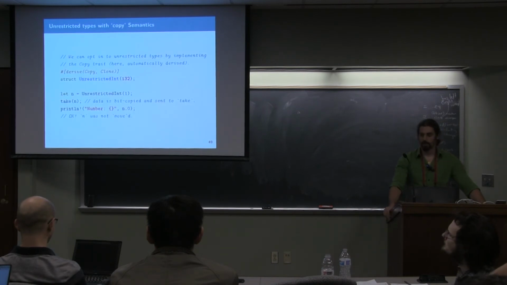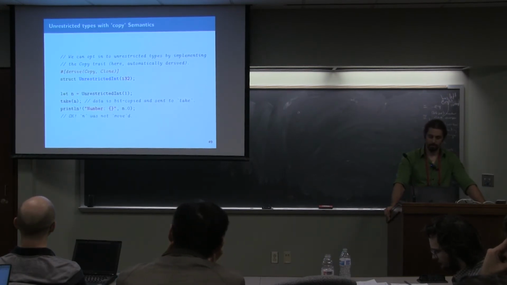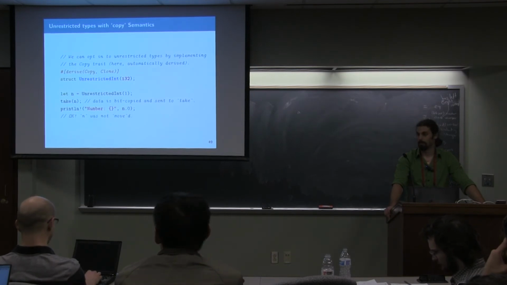But if we do want an unrestricted type, we can opt into it by just implementing this copy trait. And we can have the compiler automatically derive it for us. This is what you see here with this derived copy. And so again, we have this new type around i32s. We're calling it unrestricted int, and it's a copy type. So now we can create a value, we can pass it to take, and then we can try to use it again, and this is fine. And what happens is when we pass it to take, the data is bit copied and then sent to take. So it's not moved.